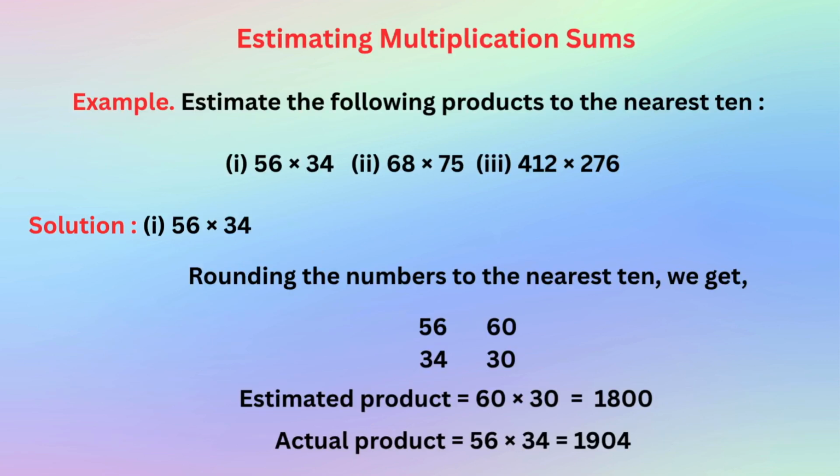Estimating multiplication sums. Example. Estimate the following products to the nearest 10. 56 times 34. 68 times 75. 412 times 276. Solution. 56 times 34. Rounding the numbers to the nearest 10, we get 56 to 60, 34 to 30. Estimated product equals 60 times 30 equals 1,800. Actual product equals 56 times 34 equals 1,904.